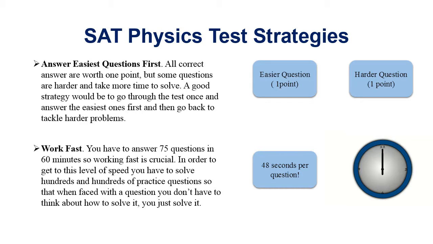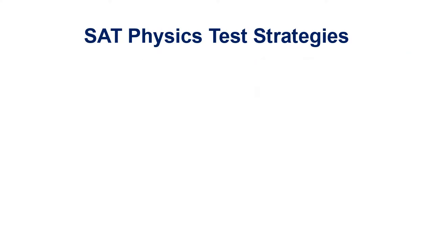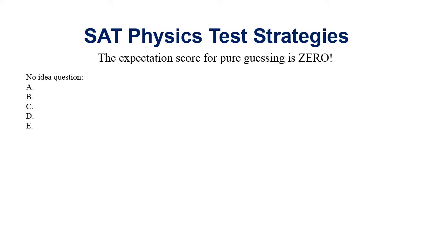Finally, let's talk about guessing strategies. The SAT test is designed in such a way that the expected score for pure guessing is 0. Here is what I mean. If you have no idea how to answer a question and you have 5 options, the chance that you will answer correctly is 1 out of 5, in which case you will receive 1 point.